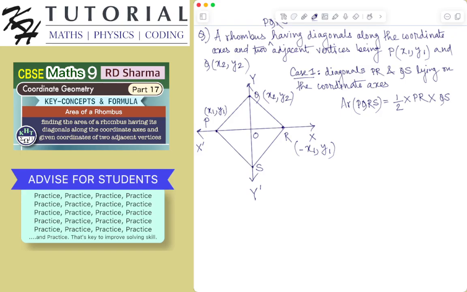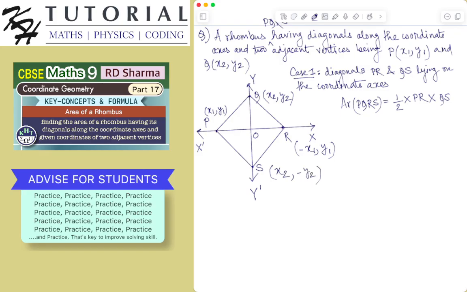Similarly, what will be the coordinates of the vertex S? Vertex S will be the image of the vertex Q in the x-axis. So its abscissa will be the same, that is x2, but the ordinate of the vertex S will be the negative of the ordinate of the vertex Q. It will be minus y2.